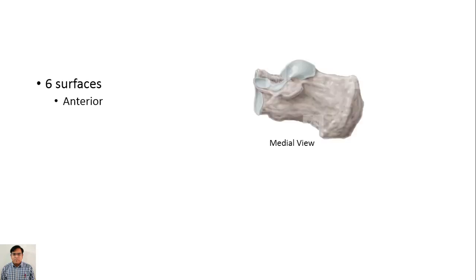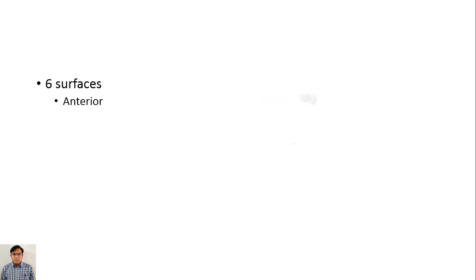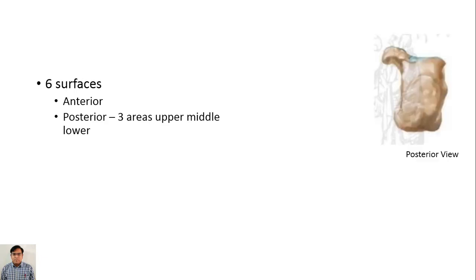It is having 6 surfaces. Anterior. So this is medial view, but this is anterior surface which articulates with cuboid bone. Posterior surface, this is posterior surface, and it is divided into 3 parts by 2 ridges, upper ridge and lower ridge, into upper 1/3, middle 1/3, and lower 1/3.